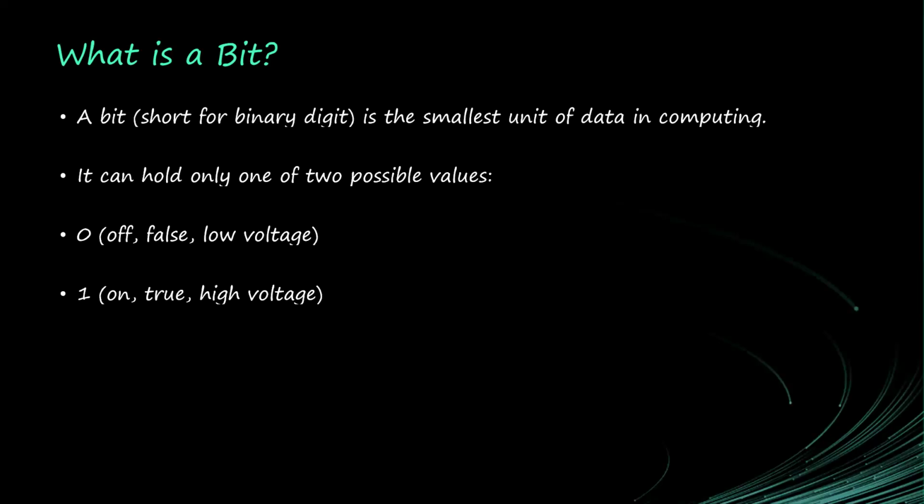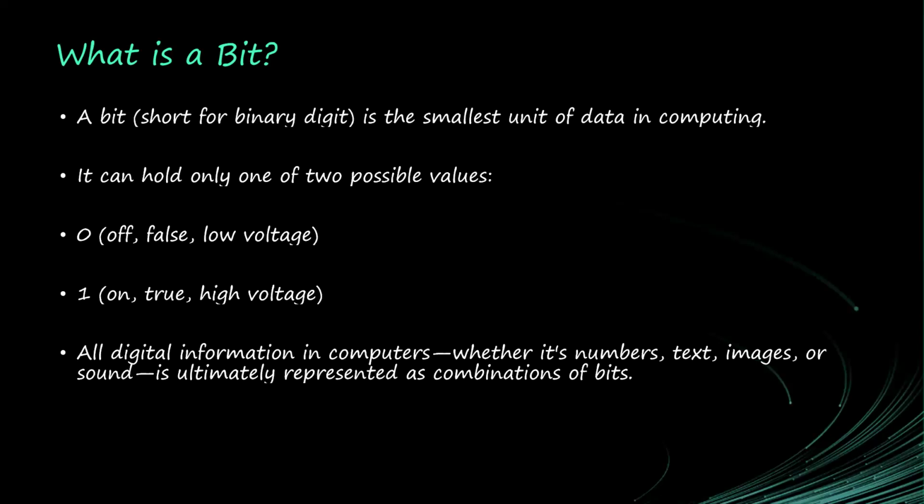So all digital information in computers, whether it's numbers, your text, your images, your videos, your sound, they are all stored in bits, in zeros and ones. Now, we can have a sequence of zeros and ones if you want to store more values. Do you understand? If you just want to store 0 or 1, a bit is enough.